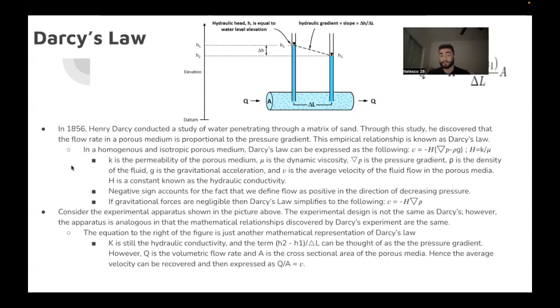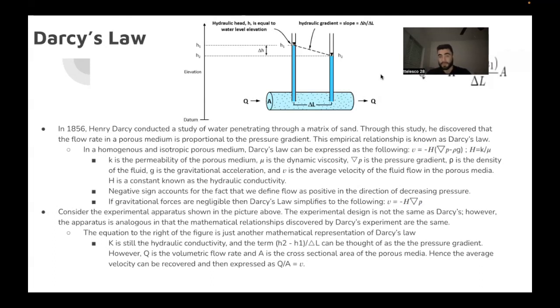In 1856, Henry Darcy conducted a study of water penetrating through a matrix of sand. Through the study, he discovered that the flow rate in a porous medium is proportional to the pressure gradient. This empirical relationship is known as Darcy's law. And now, in a homogeneous and isotropic porous medium, Darcy's law can be expressed as the following. Now, I will define each term in this equation.